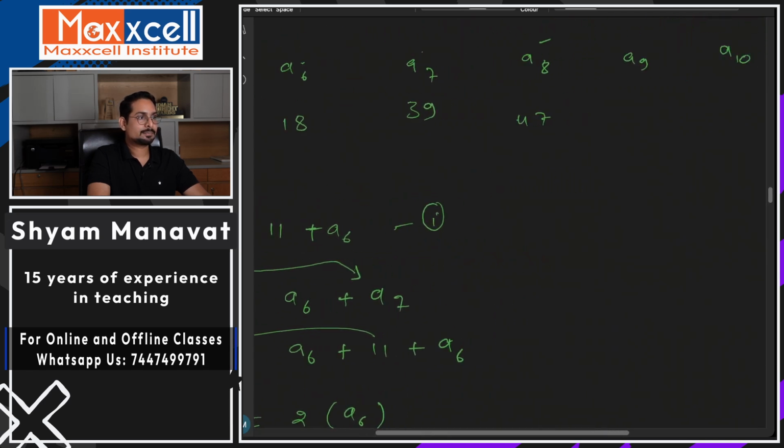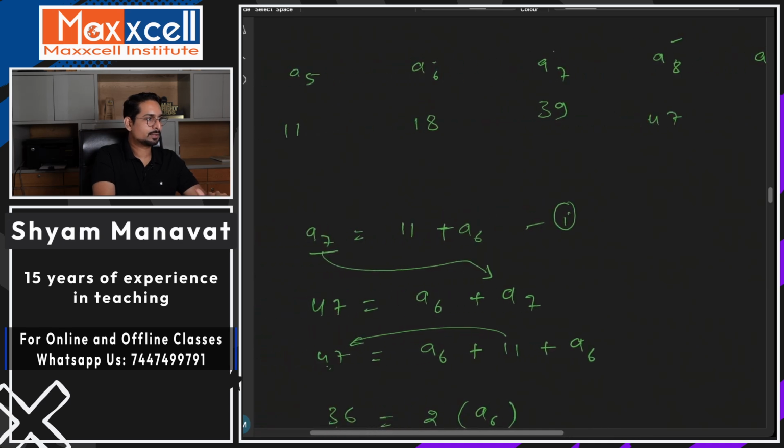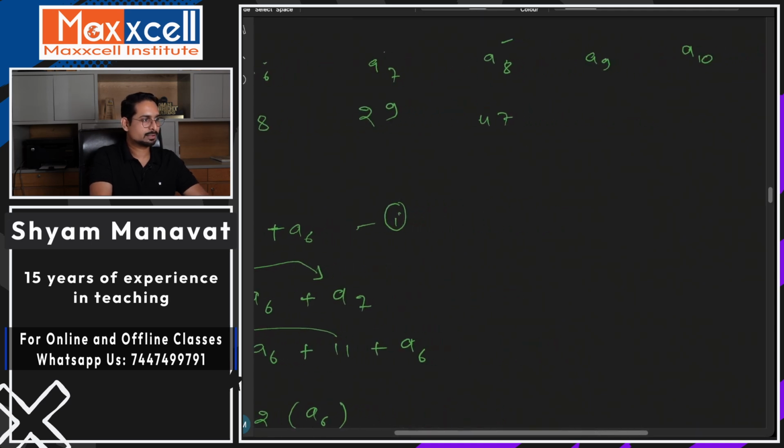Let's look at the 9th term. Why am I writing 39? There should be 29. See, I told you, you are good at calculation. You are better than me in calculation.